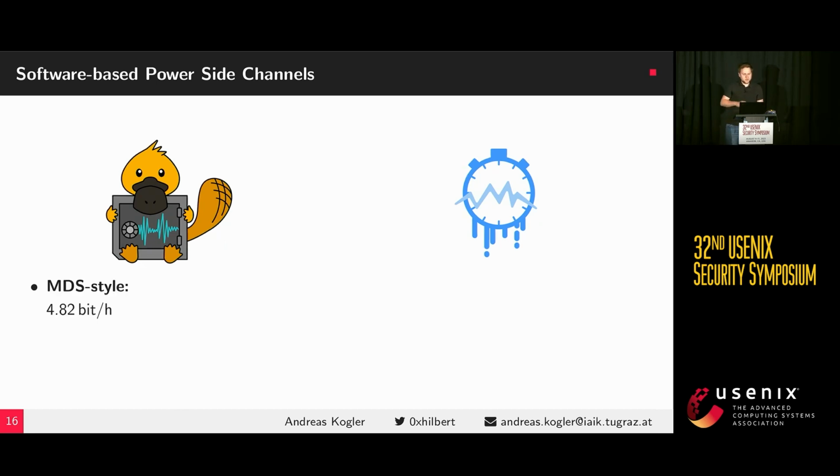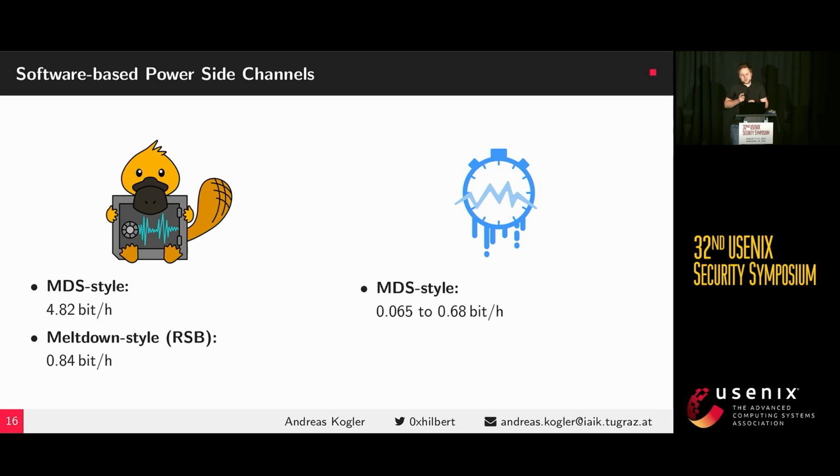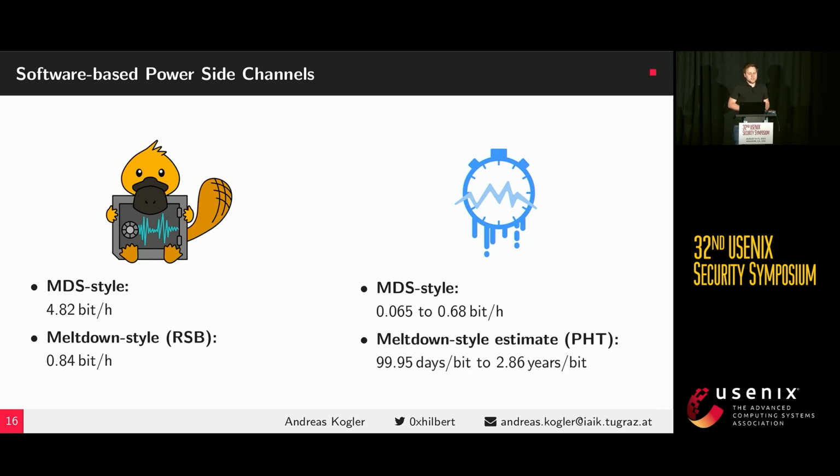So we evaluated both attacks, and with the direct energy measurements, our MDS-style attack leaks around 4 bits per hour. Our Meltdown-style attack with the RSP gadget leaks 1 bit per hour approximately. And if we go to Hertzbleed, it gets even worse. So based on which Hertzbleed method we use, we leak nearly 1 bit per hour. And we only have estimates for the Meltdown-style attacks because it took way too long. So we estimate to leak either 1 bit per 100 days or 1 bit per 2 years. So these are just estimates, we did not try this.